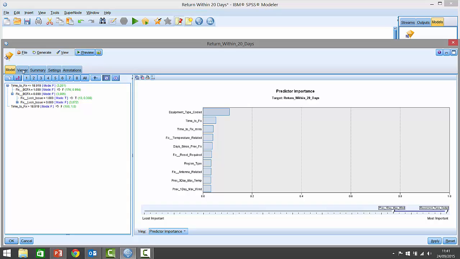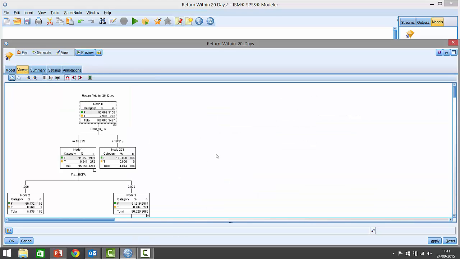But if we go to the viewer window, it's probably easier to see. So you can see it's splitting here right away on time to fix and whether or not it's less than or greater than 18 hours. And what's interesting is if it does take more than 18 hours to fix it, it generally tends to get fixed and they don't return within 20 days. In fact, none of those 166 records have resulted in a site needing to be revisited.